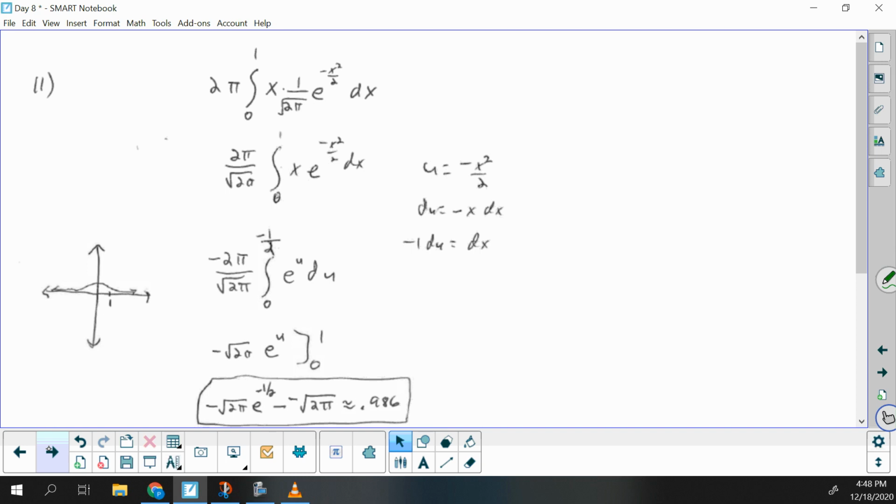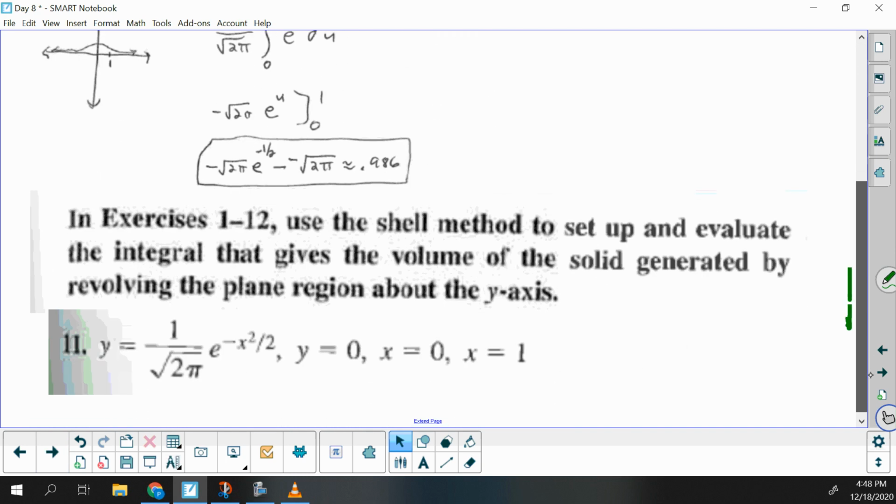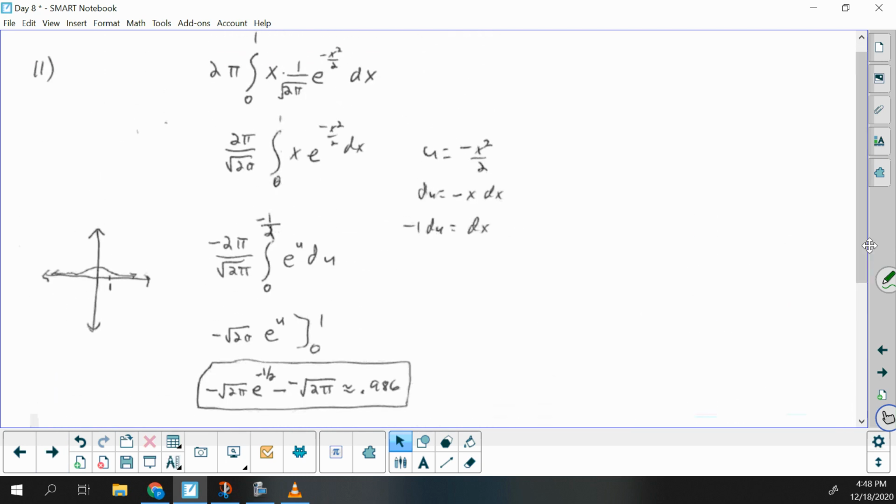So for this one, we were going just from 0 to 1, and we wanted to go around the y-axis. So for shells, stuff like that's your typical rectangle. Your height is just the function itself, and your radius is like that little bit there, so x for the radius. You had to use a u substitution. You had to correct by -1, and then the antiderivative wasn't too bad from there.